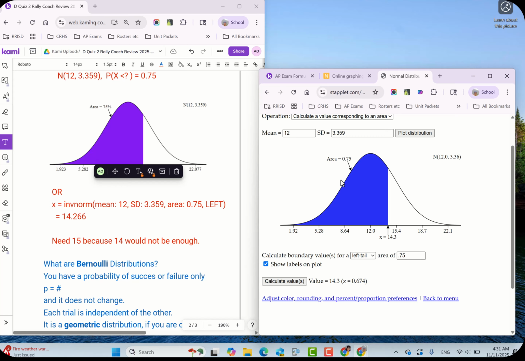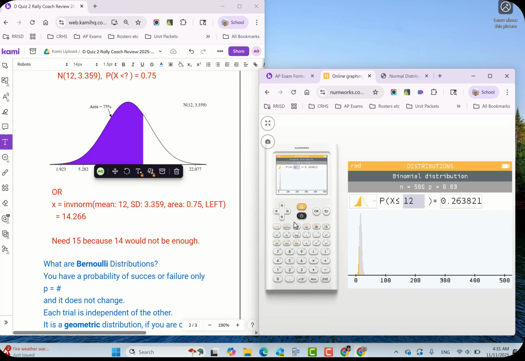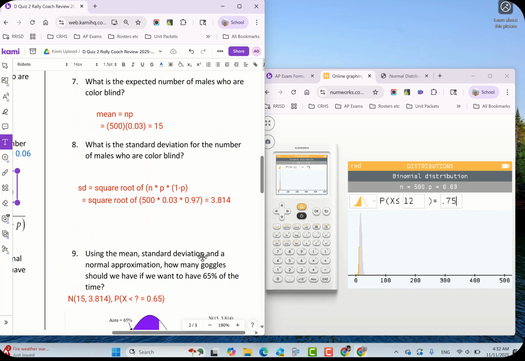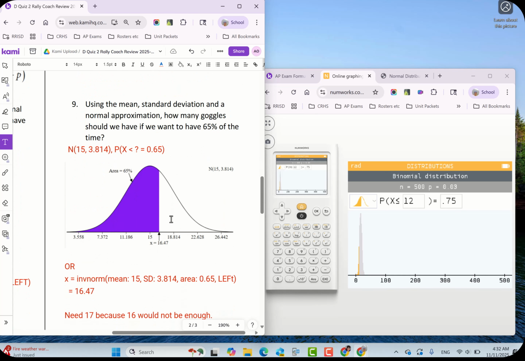And by the way, let's go play with the NumWorks. Let's see what happens. First of all, let me scroll over here and put in 0.75. Oh, wrong. Yeah, wrong distribution. Let me go do the other side since I'm on this one. So this one is standard. So there's your mean, 15. Standard deviation is 3.814, using the same ideas.